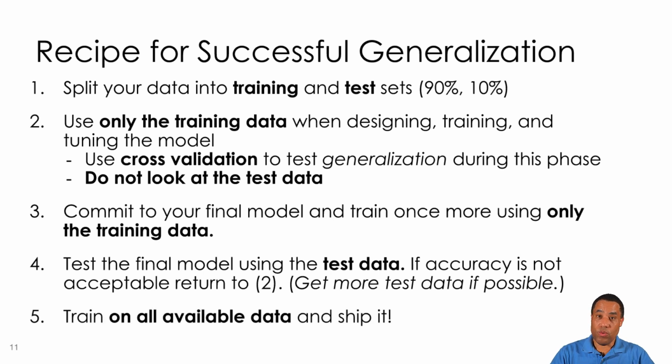Now, once we're completely done, we fixed all of our model parameters, we train on all of the available data, and then we ship our model. And so this is the recipe for being able to successfully generalize on your data.